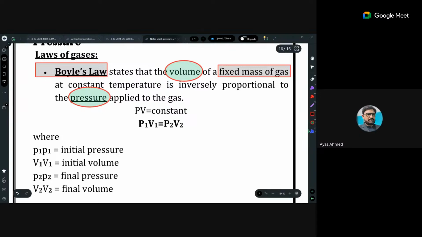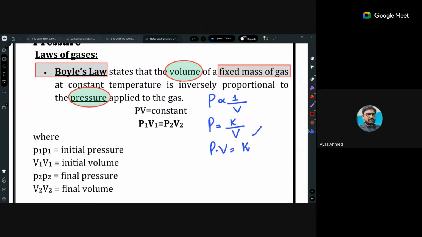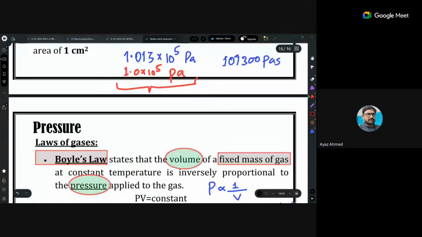Okay, now I'm going to tell you one trick: if pressure is inversely proportional to volume, then I can say that pressure is equal to a constant divided by volume, and then P into V will be equal to a constant. K is actually the constant here, right? Is it clear to you? Sir, could you repeat, please? Yes. For example, did you study proportionalities in your maths? Yes, sir.